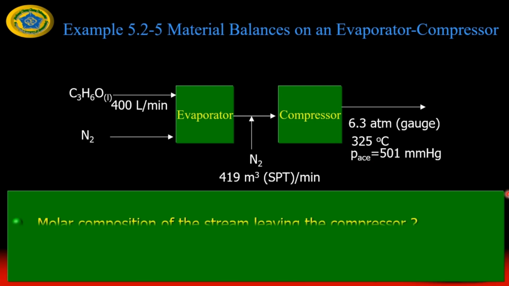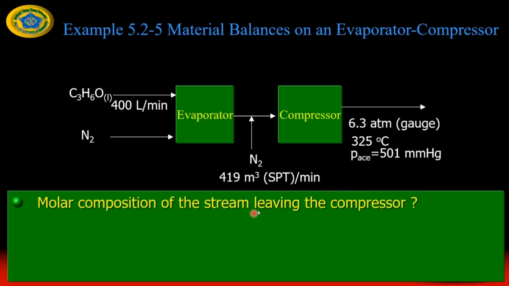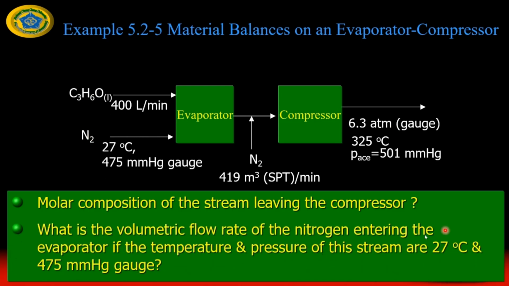The question asks for the molar composition of the stream leaving the compressor. Here they want to know the total mole flow, and the molar fractions of acetone and nitrogen. Can you do that? Another question is, what is the volumetric flow rate of the nitrogen entering the evaporator if the temperature and the pressure of the stream are 27 Celsius and 475 millimeters mercury gauge?